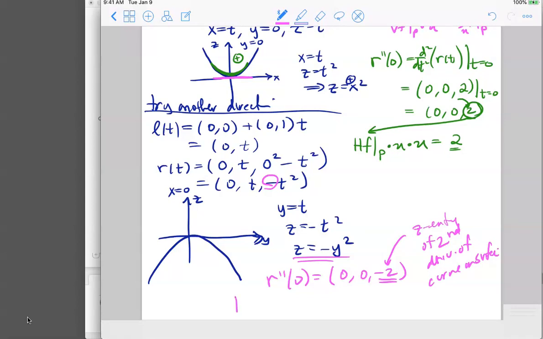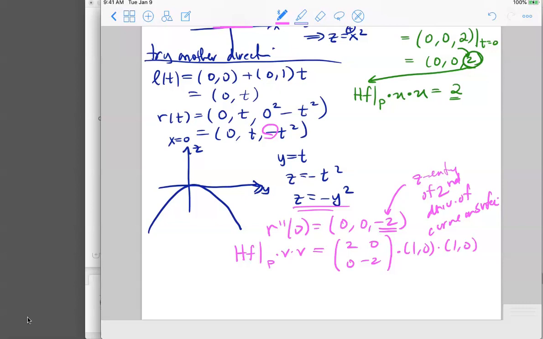okay, you can quickly compute that the Hessian at the point P dotted with V, our Hessian is 2, 0, 0, negative 2, and if we multiply that and compute the second directional derivative, 2, 0 dotted with 1, 0 is 0, 0, 2 dotted with 1, 0 is negative 2, so that's your first multiplication, and now we do a third dot product if you wish.